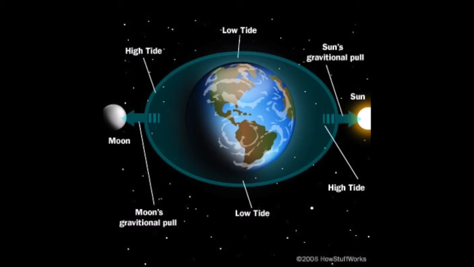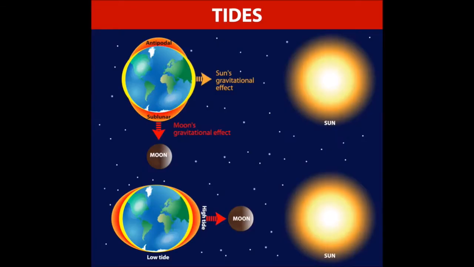Then I say, okay, that makes sense. But what happens when the moon and the sun aren't in those locations? So I click on this diagram and I see that the sun's gravitational pull is not pulling the larger tide. See on that top image? It's not the sun's gravitational pull pulling the antipodal tide.